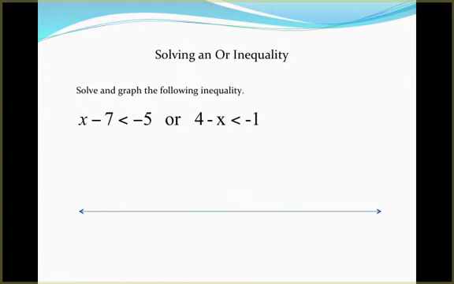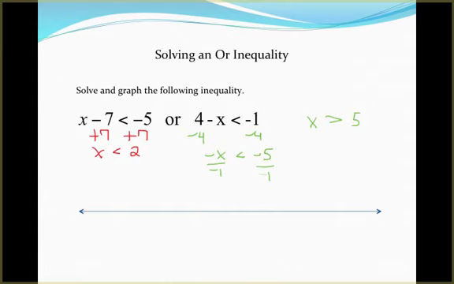Now let's look at an "or" problem, and you actually do it very similar to what we just did with the last problem. We're going to still solve just like we would normally do, so we're going to add 7 and get x is less than 2. And then I'm going to come over here and I'm going to subtract 4. Let's switch colors. So we'll subtract 4. Get negative x is less than negative 5, divide by negative 1, so we have positive x. But remember, when we divide by a negative, we have to flip the inequality sign, so we now have x is greater than positive 5.